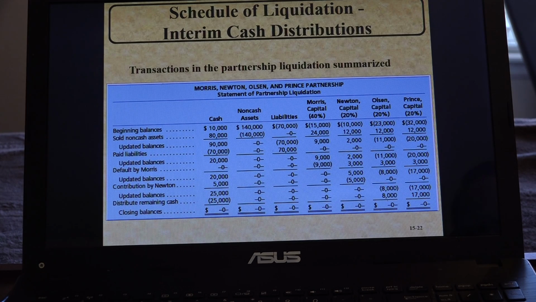And so here's an example of our report of partnership liquidation. Note it's horizontal, and as new transactions occur, another layer can be added at the bottom. But notice this is a complete report that goes all the way through liquidation and closing out all capital accounts.